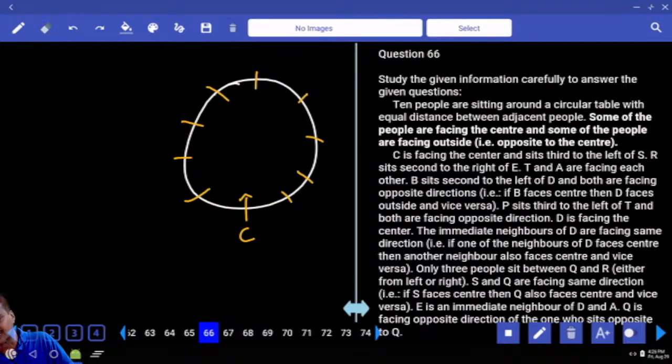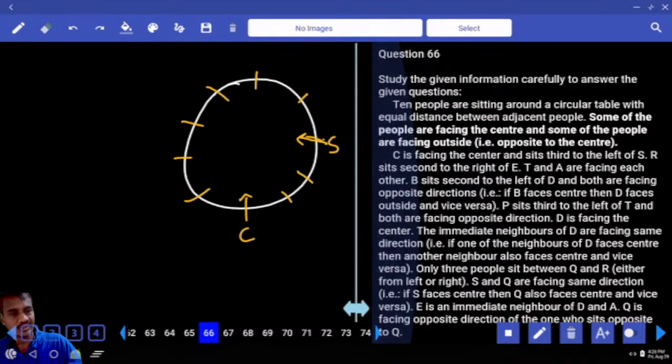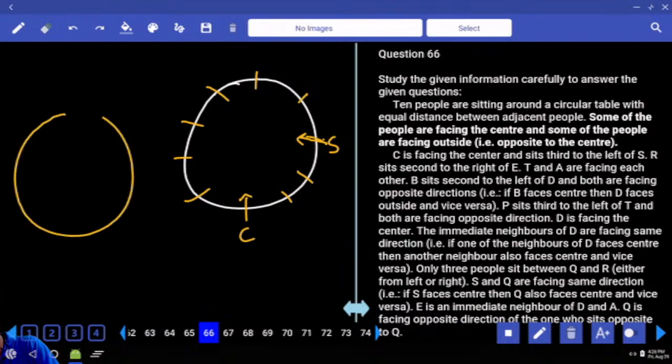Third to the left of S means how many possibilities we have? Not 2 possibilities. If S is here, then third to the left of S means S must be facing the center or away from the center? Away from the center. C is third to the left of S. Then in the second case, what is the next case we have?